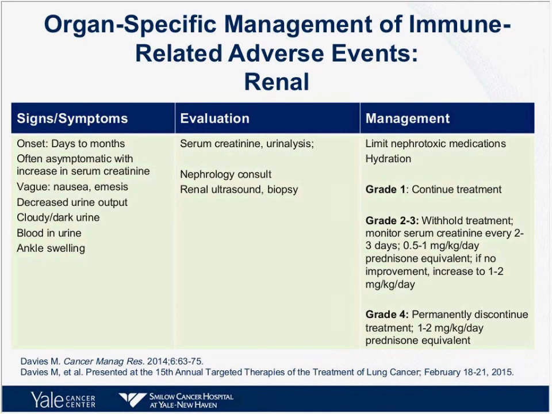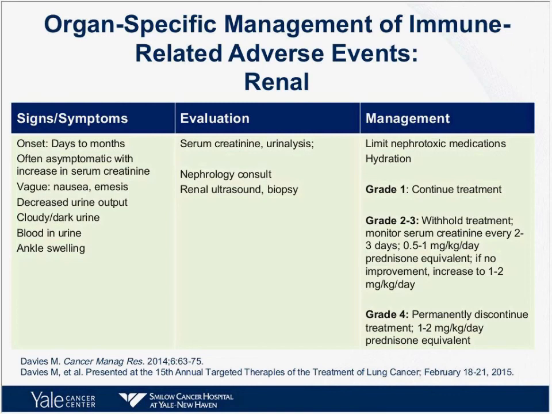If they do develop an acute renal injury, nephrology consult is recommended, and patients may undergo renal ultrasound and indeed a biopsy just to confirm that this is not a secondary process. You want to take into consideration if they're on any other renal toxic drugs, so doing that medication reconciliation is going to be critical, and limit nephrotoxic medications and antibiotics. Provide hydration. If they are grade 1, continue treatment.